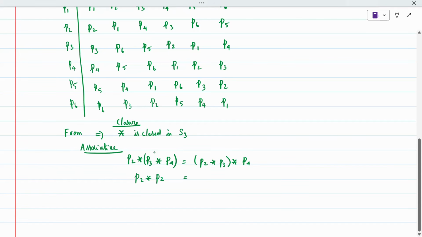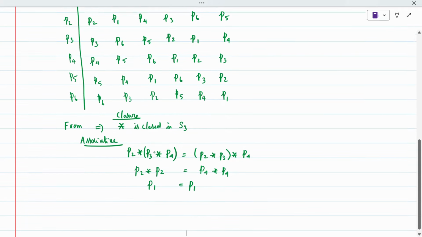Same way, P2 into P3 is nothing but P4. So both elements you multiply and check it, and you will get equal only. P2 into P2 is nothing but P1. Same way, P4 into P4 you check. It is the same P1 element. So associativity is satisfied.